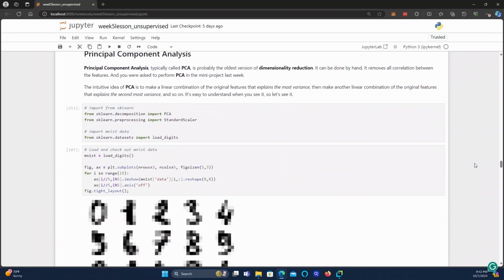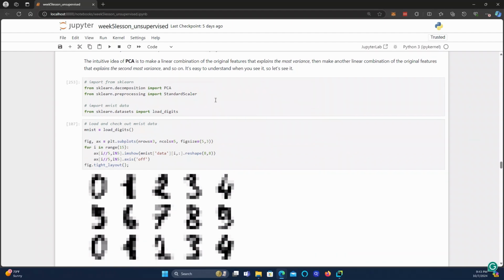The first one is called Principal Component Analysis, or PCA. It is the oldest version of dimensionality reduction, at least as far as I know. It can be done by hand. Thankfully, we don't have to because it is a lot of work, but it can be done. And it removes all correlation between the features. You were actually asked to perform PCA in the mini project from last week on linear models. The intuitive idea of PCA is to make a linear combination of the original features that explains the most variance, and then to make another linear combination of the original features that explains the second most variance, and so on. It's pretty easy to understand when you actually see it, so let's go ahead and see it.